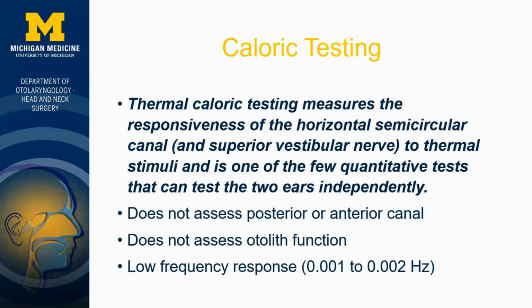And then the third part of the VNG is caloric testing. So thermal caloric testing measures the responsiveness of the horizontal semicircular canal and the superior vestibular nerve to thermal stimuli, and is one of the few quantitative tests that can assess the two ears independently. So it does not assess the other two canals. It doesn't assess otolith function.